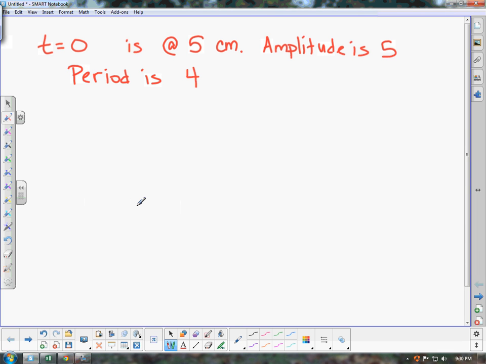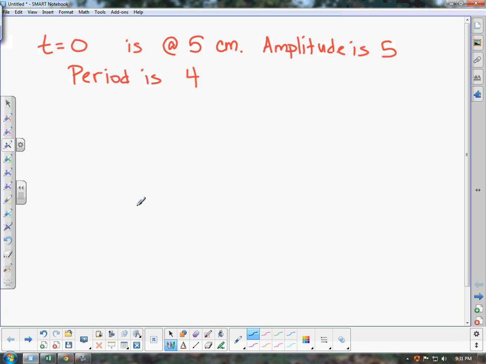All right, so here are some explanations to these problems that you had the answers wrong to on the last time you took the test. The first one here said t equals 0. The graph is at 5 centimeters. The amplitude is 5, and the period is 4.